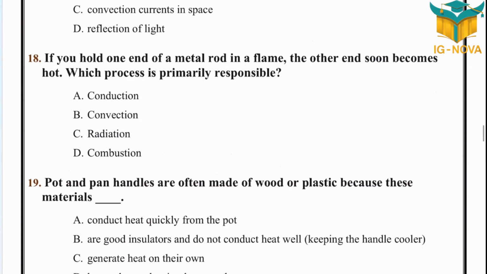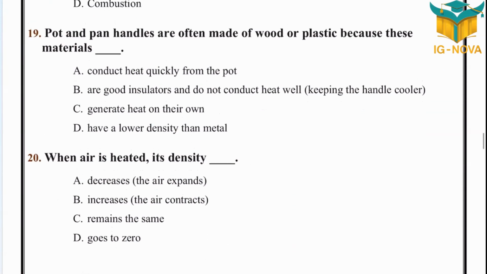Question 18. If you hold one end of a metal rod in a flame, the other end soon becomes hot. Which process is primarily responsible? For a metal rod, a solid, I'm going to go directly for conduction, which is A.